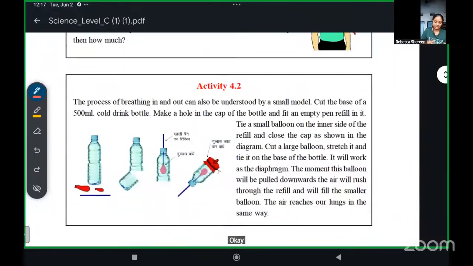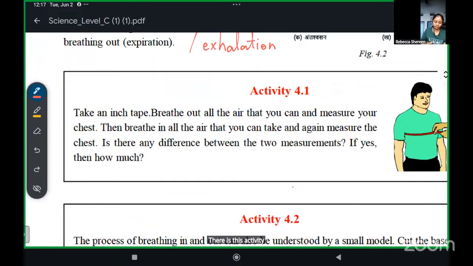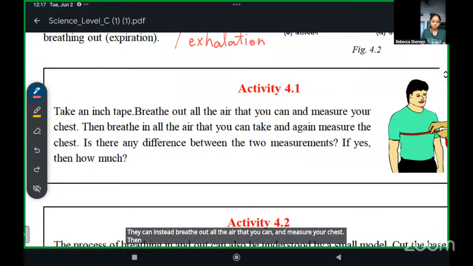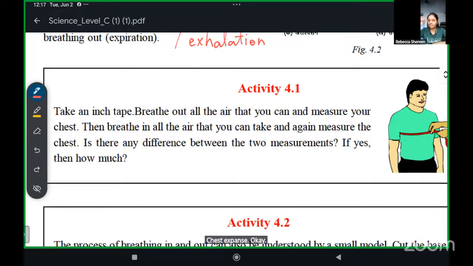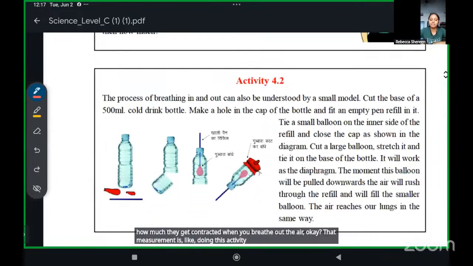There is this activity. Take an inch tape, breathe out all the air that you can, and measure your chest. Then breathe in all the air that you can take, and again measure the chest. Is there any difference between the two measurements? If yes, then how much? That is how much your chest expands. By doing this activity, you can know how much your lungs expand when you breathe in and how much they contract when you breathe out.